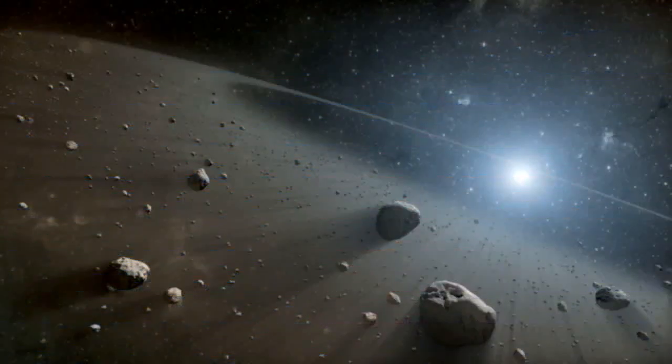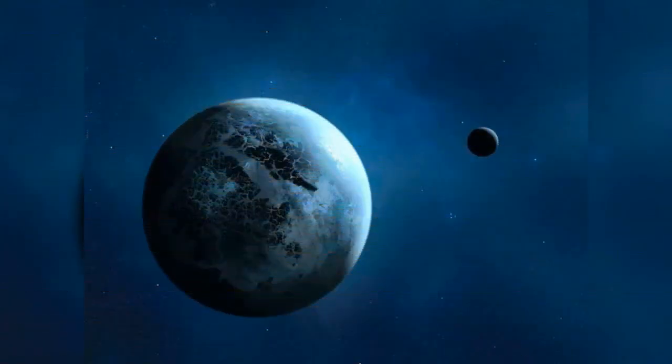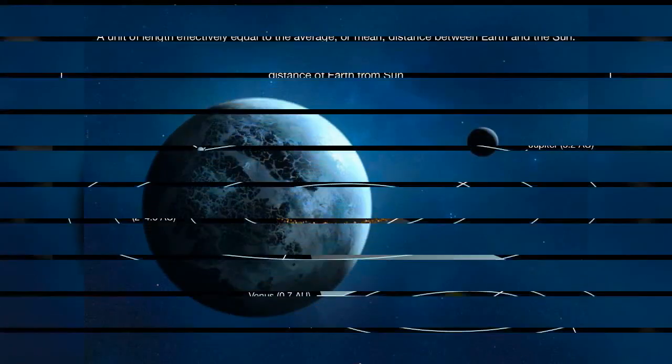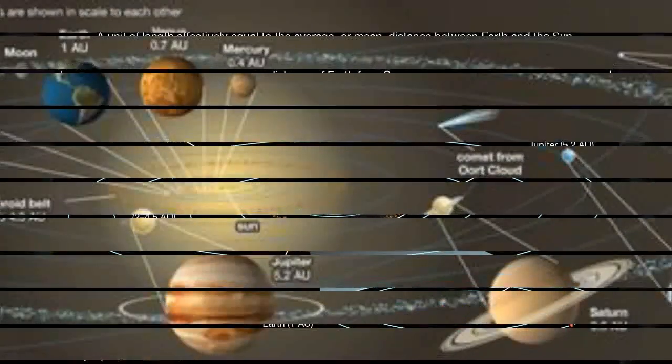7. Final arrangement. Over time, the gravitational interactions between the planets and other objects in the solar system cause their orbits to stabilize. The planets settle into their current positions, with the inner rocky planets closer to the Sun and the outer gas giants farther away.